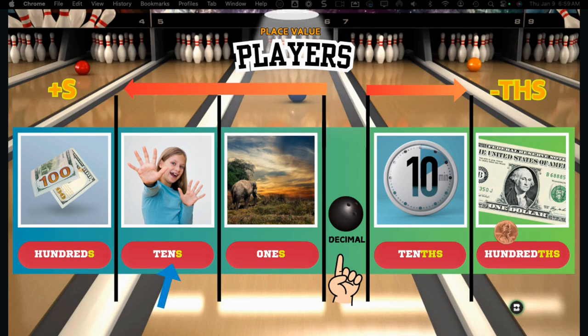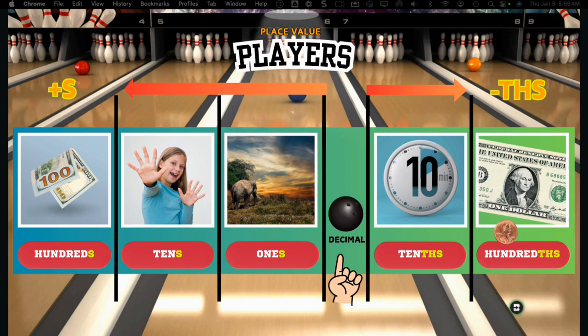Notice that they end in the letter S. That's also a whole number. And next to the tens are the hundreds. Also, they end in the letter S, meaning that they're all whole numbers. Now go back and look at the decimal point. Look to the right of the decimal. These are the fractions. These are the words that end in THS, meaning that they are fractions. They are less than a whole.